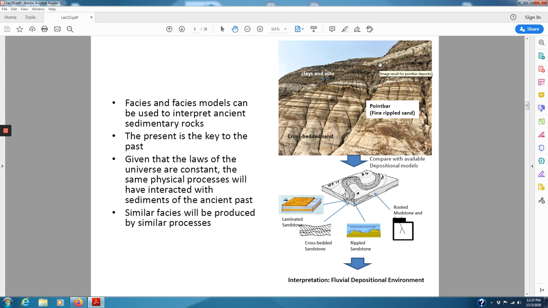And they show the same kinds of sedimentary structures and textures. And so I can construct a model, I can interpret this and say that these rocks, which are 100 million years old, were deposited in the same kind of depositional environment, a meandering river system. So we can interpret the depositional environment based on our understanding of facies models. Okay? So you go from this outcrop to interpretation, the fluvial depositional environment.